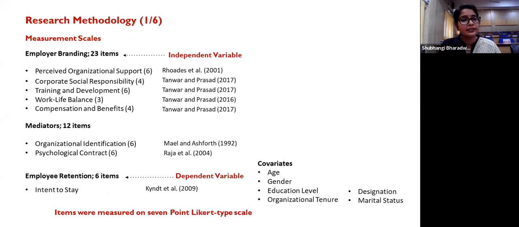In order to measure all these items, various scales have been adopted. In order to measure employer branding, 23 items for 5 constructs have been adopted: 6 for perceived organizational support, 4 for corporate social responsibility, 6 for training and development, 3 for work-life balance, and 4 for compensation and benefits. 6 items each have been adopted for the 2 mediators, and in order to measure employee retention, the intentions to stay scale has been adopted. All the items have been measured on a 7-point Likert scale, and all the demographic variables have been considered as covariates or control variables for the present study.